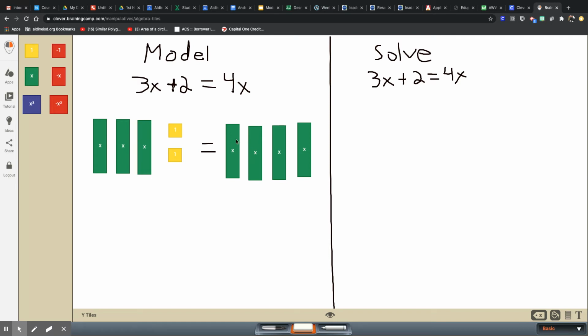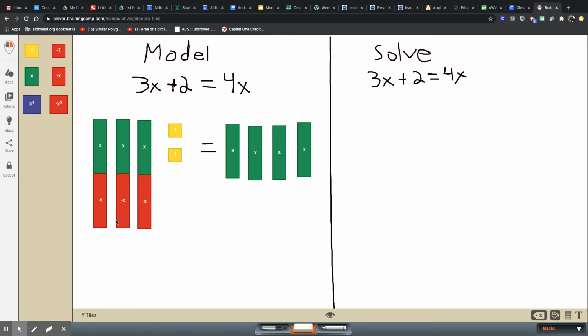If I look here, I've got 3 x's. Here I've got 4 x's, right? So since the left side has less, let's cancel this 3x out first. To do that, I'm just going to pair my 3 green bars with 3 red bars, because I want to create those 0 pairs. I want them to cancel out. I know if I have a positive x and a negative x, they cancel each other out. 1 minus 1 gives me 0. And that's why we call it 0 pairs.